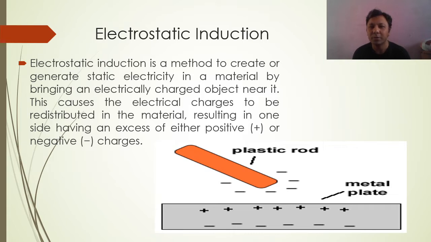Electrostatic induction is a process to create or generate static electricity in a material by bringing an electrically charged object near it. Simply, if I explain with the figure, one metal plate is placed and one plastic rod is rubbed on the metal plate. Then the metal plate will generate static electricity. And if that metal plate goes to any negatively charged material, then some electrical spark will be generated.